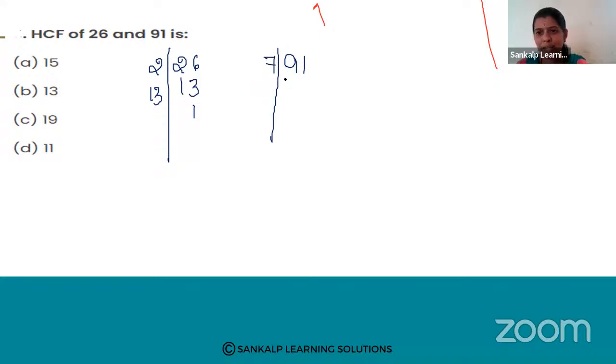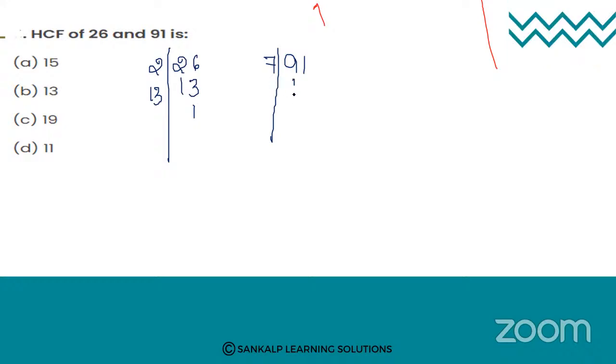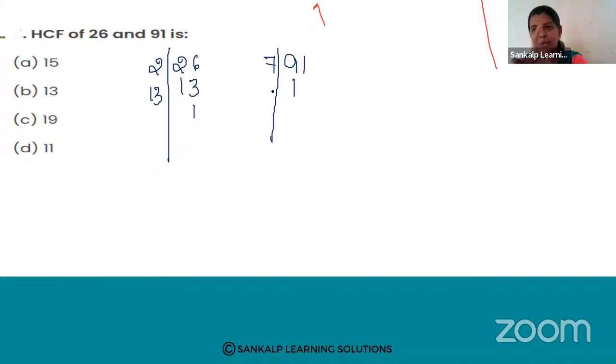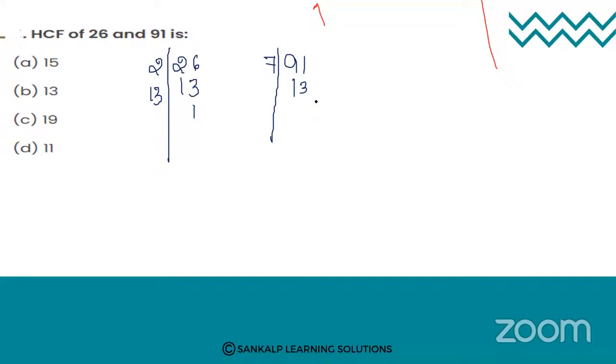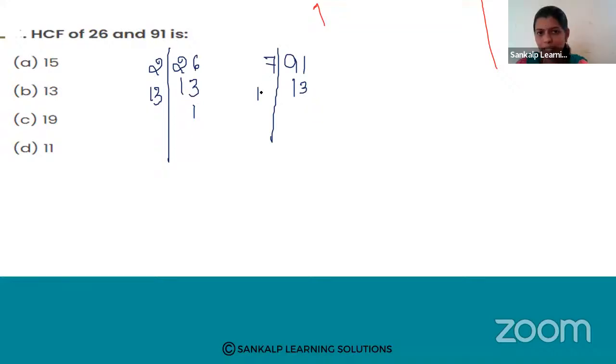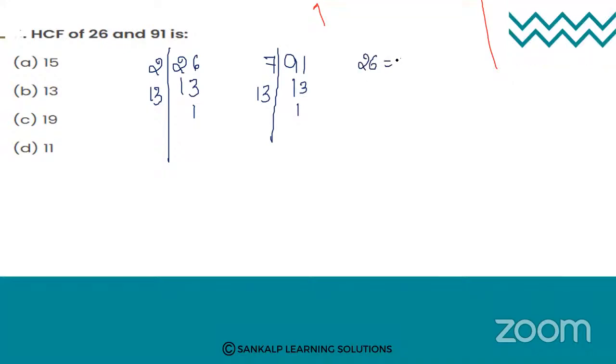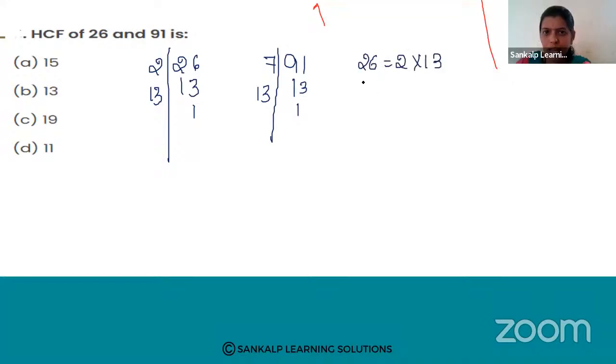Next, 91 is there. If I start with 3, then what will happen? 3 threes are 9, but 1 remains. 1 does not come in any table. So I will directly start with 7. 7 ones are 7, 2 remains. 21 comes, 7 threes are 21. Again 13. 13 is a prime number. 13 ones are 13, right? So I got the factors of both numbers. That is, 26 is equal to 2 into 13 and 91 is equal to 7 into 13.